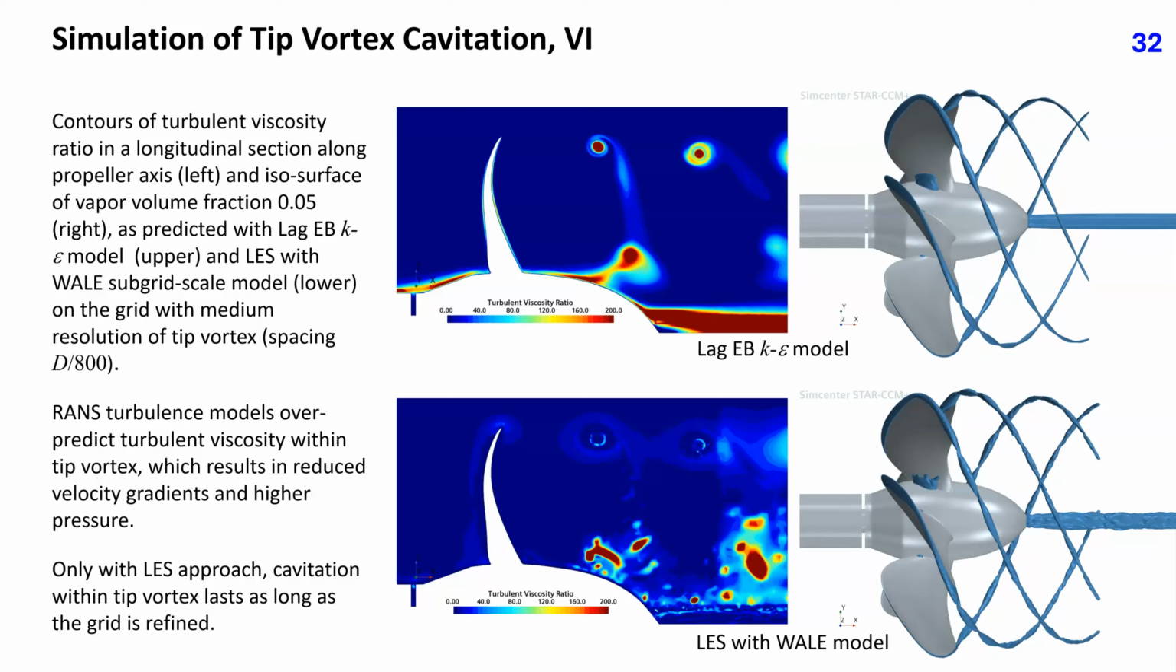This is why the cavitation inside the tip vortex core is weak and dies out soon in simulations based on the RANS approach. With the LES approach, turbulent viscosity is much lower within the tip vortex. This is why steep velocity profiles across the vortex core are not smeared and a much lower pressure in the vortex core is obtained than with the RANS approach. Only with LES, the cavitation within the tip vortex lasts downstream of the propeller as long as the grid is fine enough.